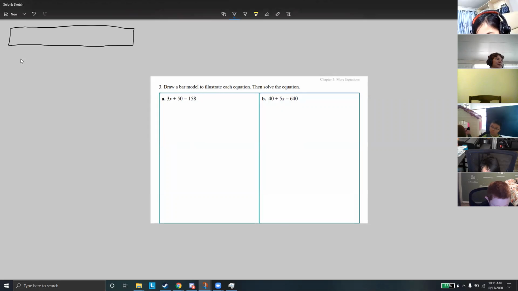And then underneath that, I'm going to give myself a little bit of room because I have to write the total. And then I'll write the equation. So I'm doing 3a, this one right here. So 3x plus 50 equals 158.